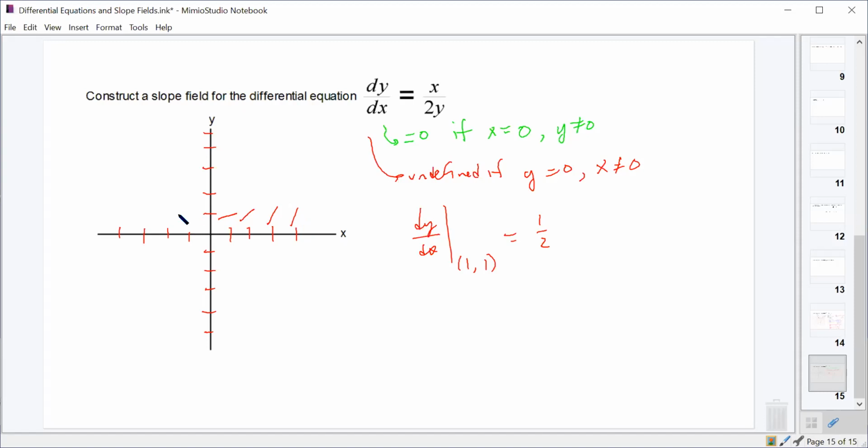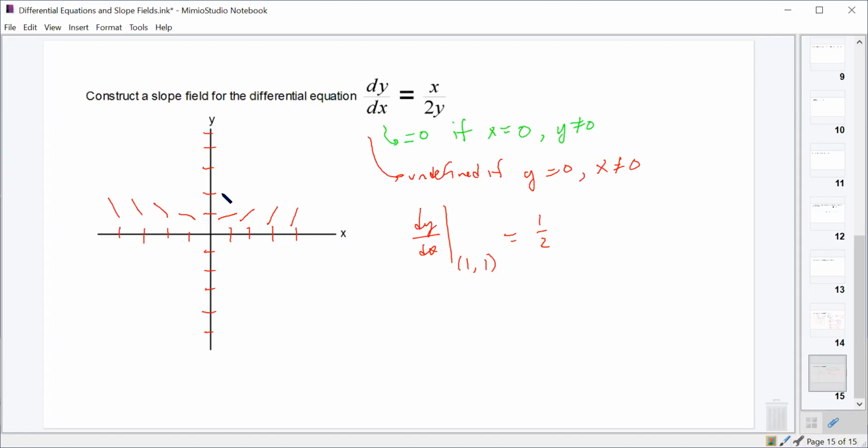It's going to do the same thing, except they're all going to be negative values. So this one would be -1/2. This one would be -1, -3/2, -2. Everybody good with that? All right, what if we move up to where y is 2 and x is 1?